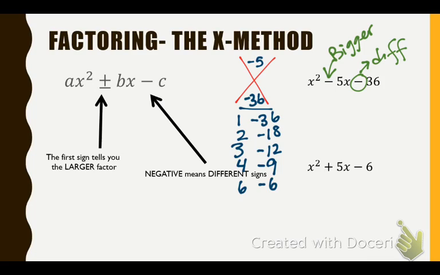So we wanted a positive and a negative, so they multiply to a negative. The bigger number needed to be negative, so we add up to a negative. So which one of these adds up to negative 5? 4 and negative 9. So we're going to have x plus 4, x minus 9.